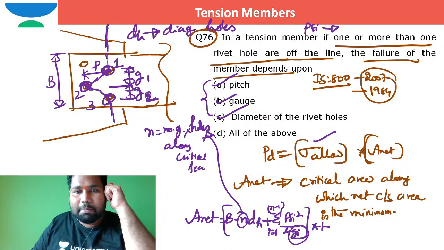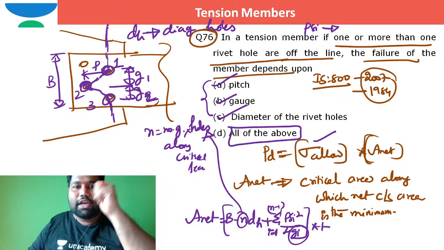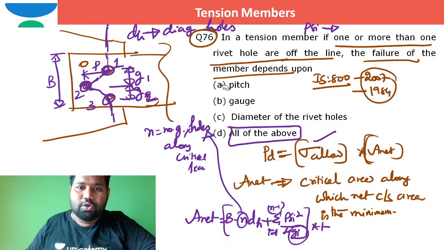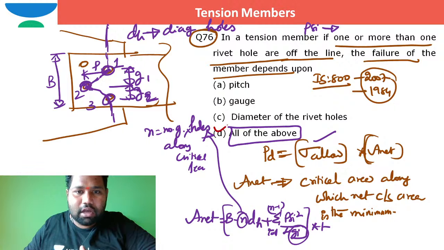So directly I can pick that the correct option is all of the above. So I need to remove options A, B, C. I need to pick only that all these are correct. It depends on pitch, depends on gauge, it depends on the diameter of the rivet hole. So it depends on all the three above. So directly I can pick option D for Detroit as the correct option. This is how I can pick.